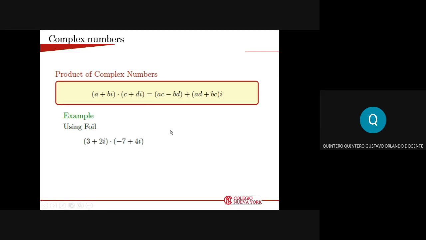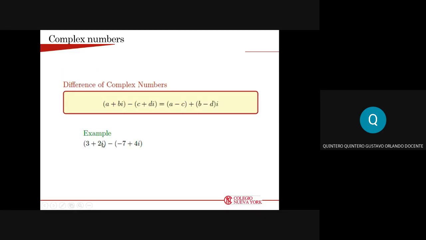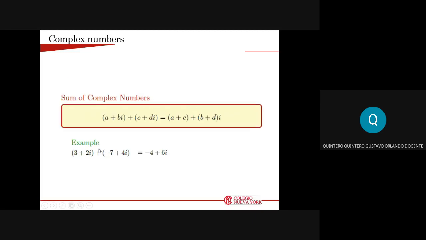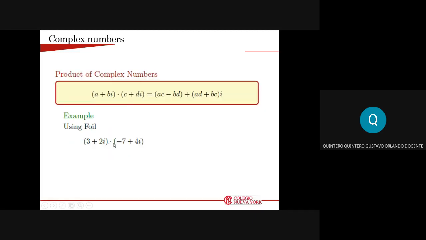All right, so let's do this with an example. Let's take our two numbers, and as you can see, I'm using the same two numbers. Look, 3 plus 2i, negative 7 plus 4i. Man, I am so good at this. I am doing the same number, huh? All right. Let's take this multiplication little by little. Let's do FOIL.